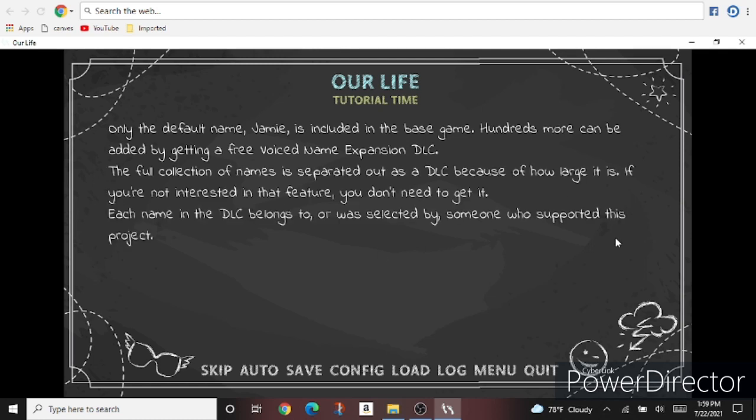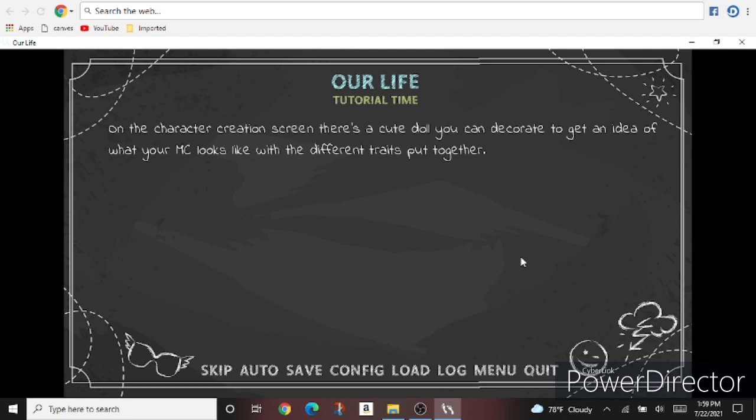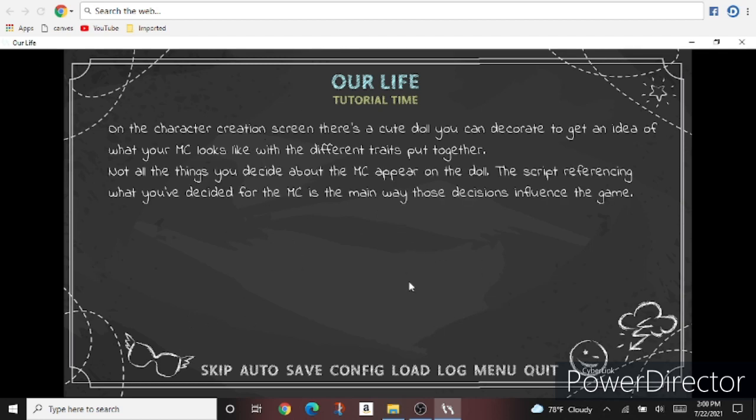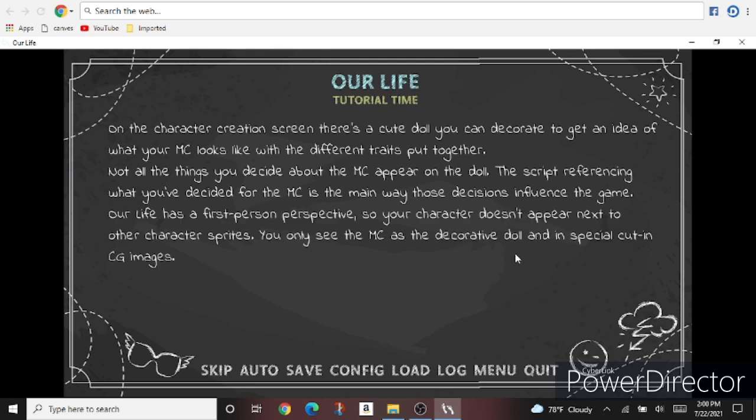On the character creation screen, there's a cute doll you can decorate to get an idea of what your MC looks like, with the different traits put together. Not all things you decide about the MC appear on the doll. The script referencing what you type for the MC is the main way those decisions influence the game.